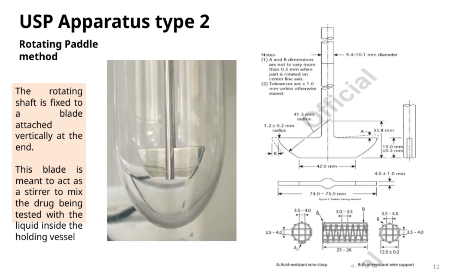Its main role is to mix the drug being tested with the liquid inside the holding vessel, ensuring uniform distribution throughout the process. This method, known as the rotating paddle method, is a key part of the USP apparatus Type 2, which we'll see in other parts of this presentation. The design ensures that mixing is efficient and consistent, which is critical for accurate testing. So, in essence, the fixed shaft and attached blade form the core of this apparatus, enabling effective agitation and thorough mixing of the sample.